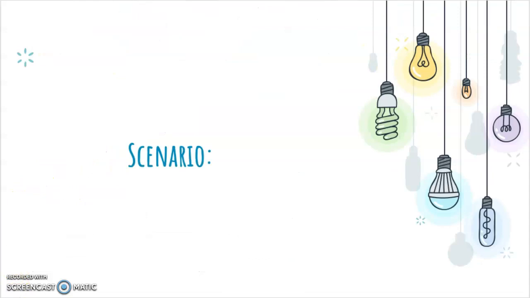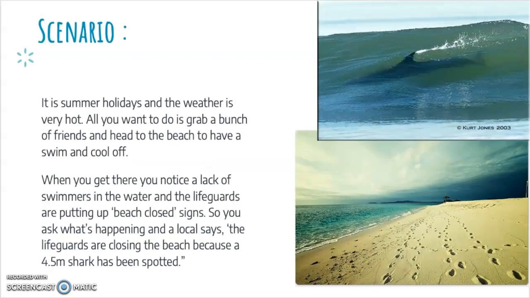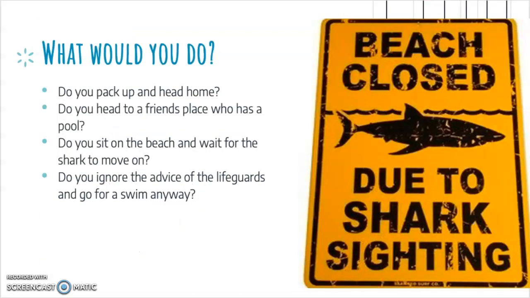Let's spend some time looking at a social control situation in action by doing a scenario. So, it's the summer holidays. The weather's really hot. All you want to do is grab your friends and go to the beach. Very northern beaches. When you get there though, you notice a lack of swimmers in the water. The lifeguards are putting up beach closed signs, and you ask a local what's happening. The lifeguards are closing the beach because a 4.5 metre shark has been spotted. Scary.